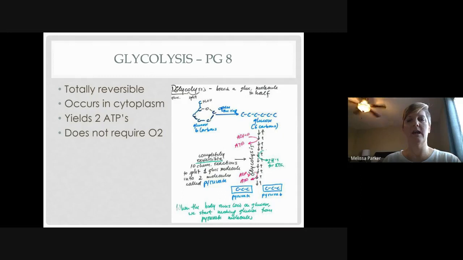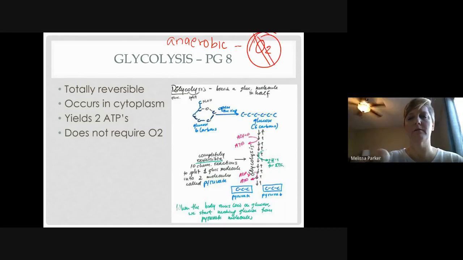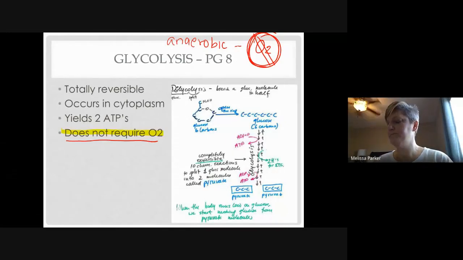The process of taking a glucose and converting it to two pyruvates creates two ATP. Remember, ATP is the energy that our body and our cells use. And it does not require oxygen to do this. Okay, so glycolysis is what we call anaerobic because it doesn't require oxygen for that to happen. It's anaerobic. It does not require oxygen. All right, so we also learned that glycolysis is the first step in cellular respiration.